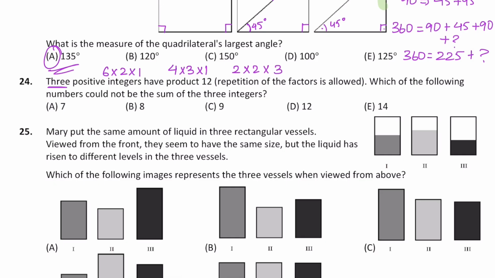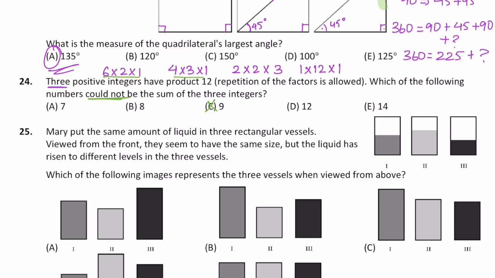We can also say 1 times 12 times 1 is 12. So these are the possible scenarios I have. Now I'm going to add them. 6 plus 2 plus 1 gives me 9. So this cannot be correct because it says could not.